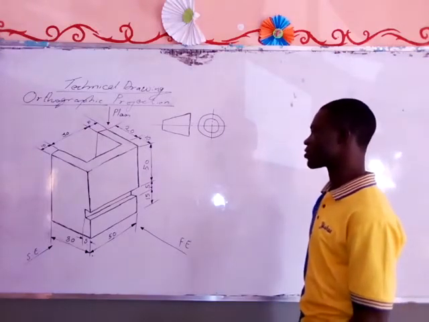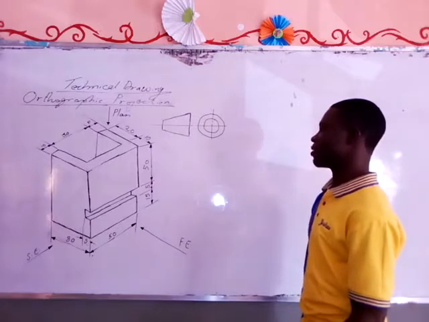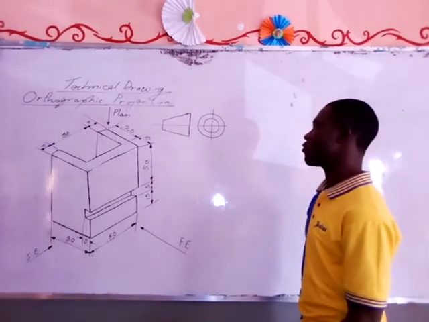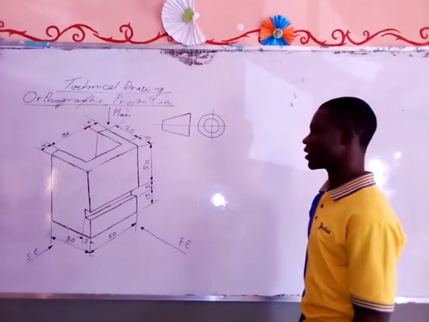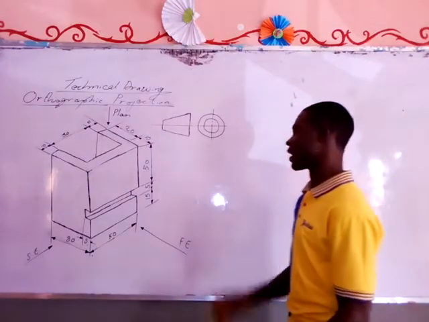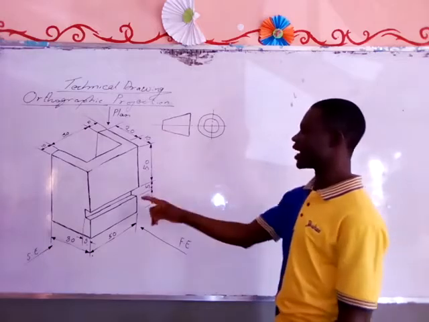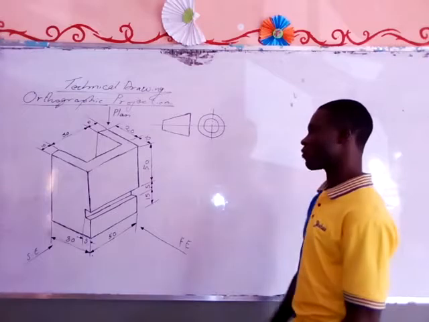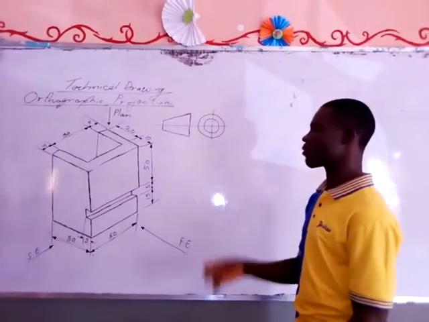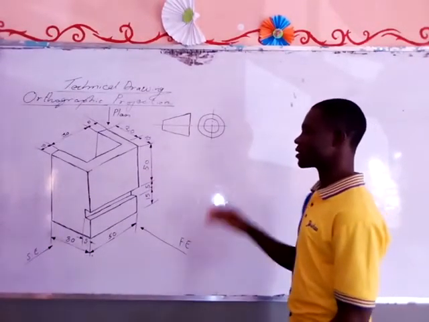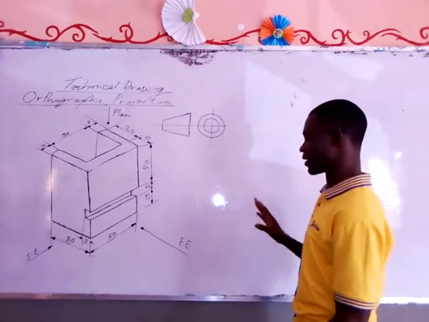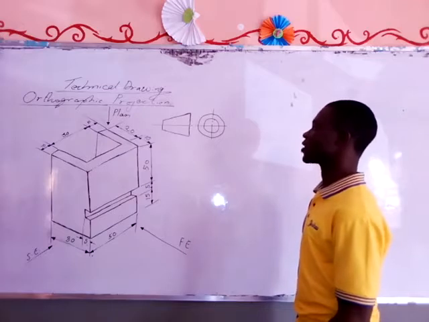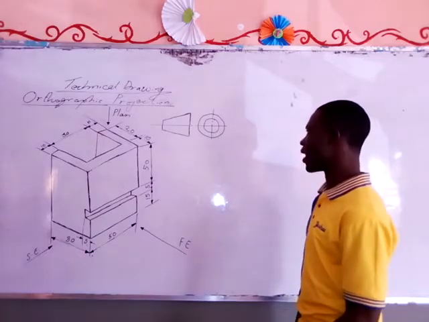What I mean by the views, as I said in the first video, is the front elevation, where we place the front elevation, where we place the plan, and where we place the end elevation. But as I said over there, the end elevation or the side elevation is always beside the front elevation, whether it is first angle or third angle projection. So if you have not seen the first video, please go and watch it.